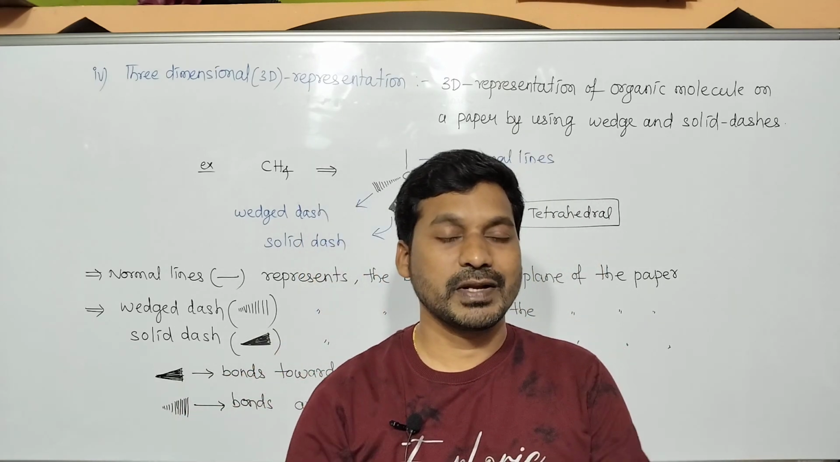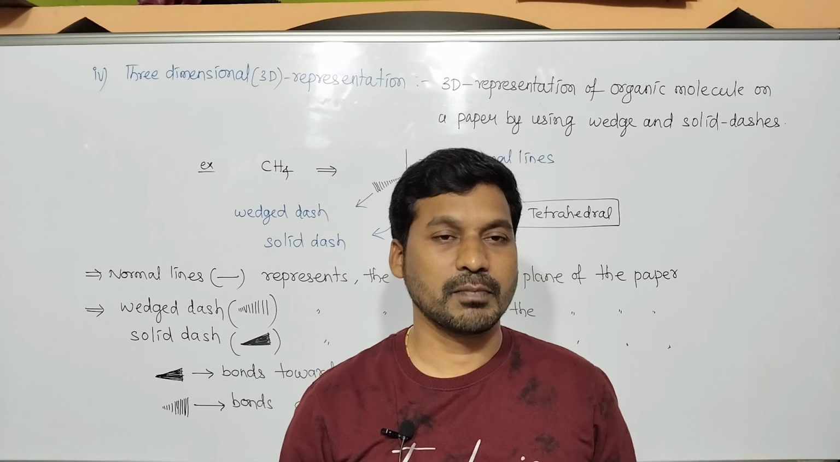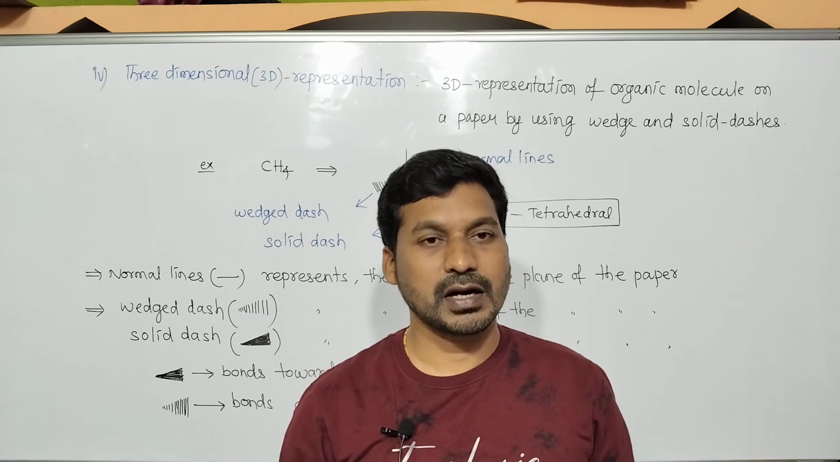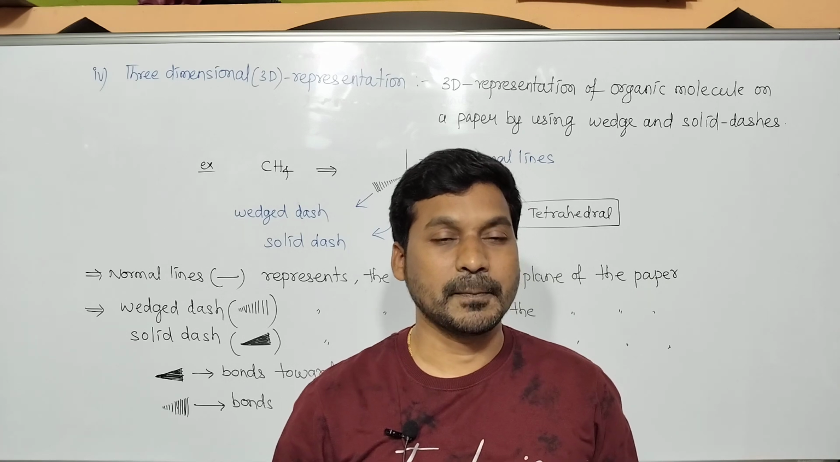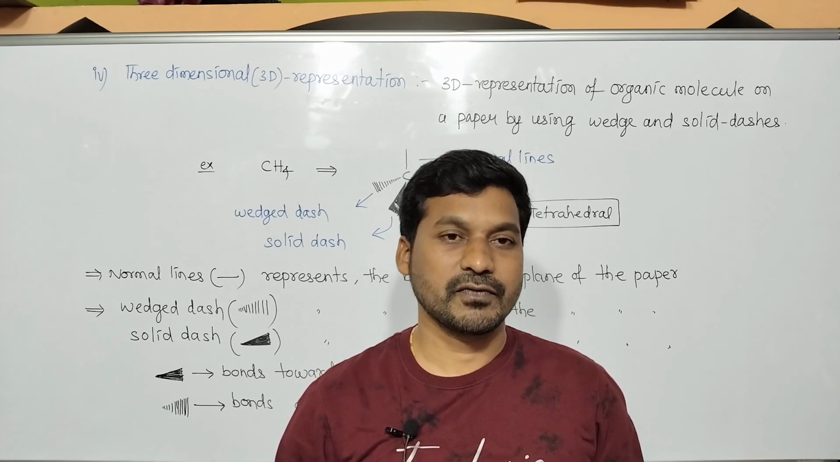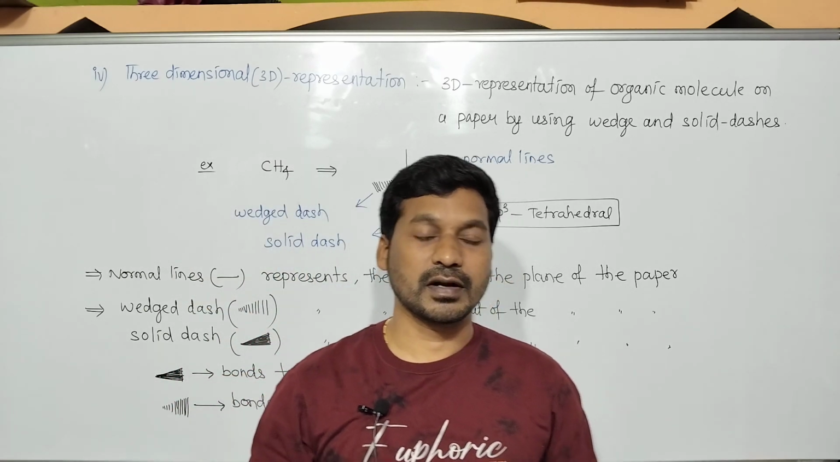So thus we represent organic molecules in 4 ways. One is the complete structural formula, the second representation is the condensed structural formula, the third one is the bond line representation of an organic molecule, and the fourth one is the three-dimensional representation of an organic molecule.